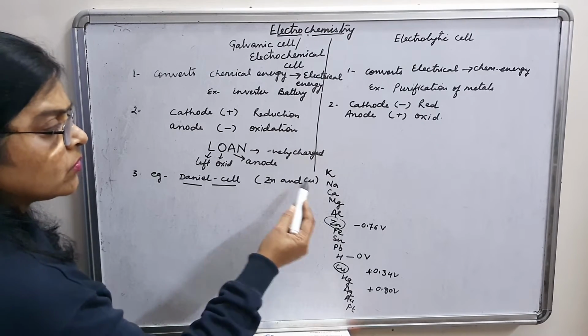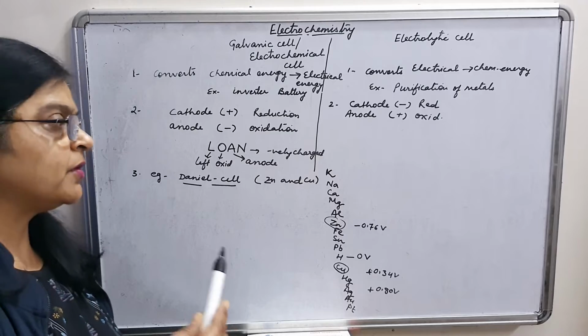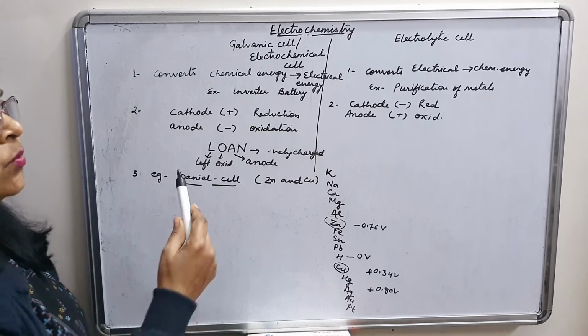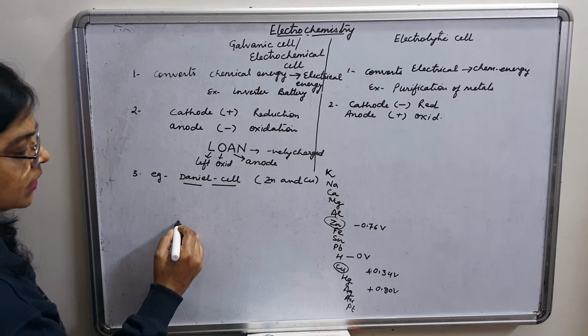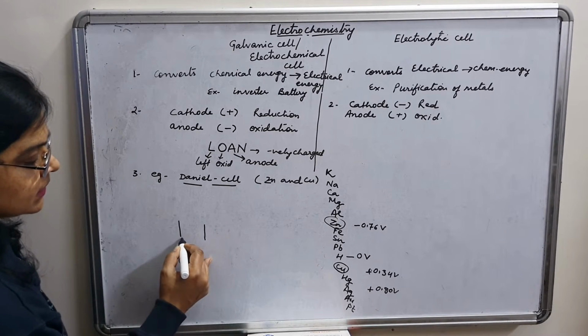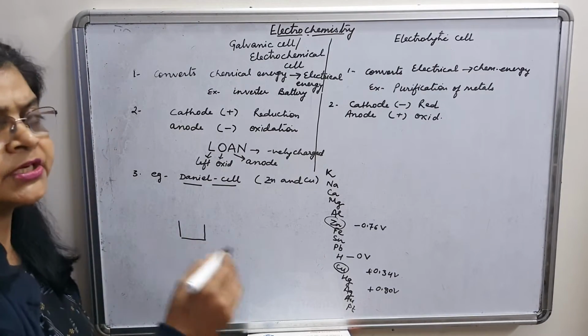So whenever zinc and copper are connected with each other, then zinc will get oxidized and copper will get reduced. Now what is the difference between the two?